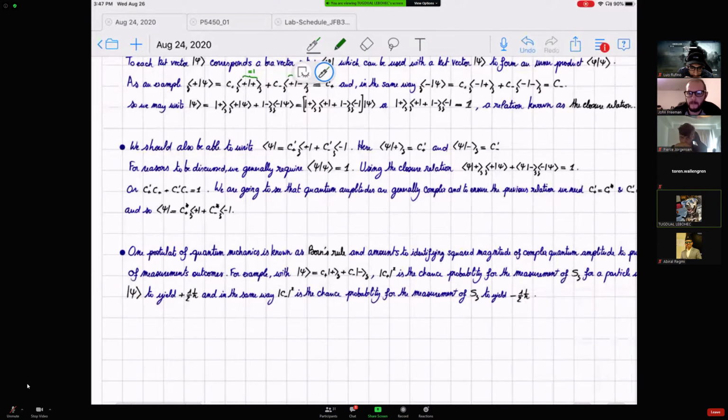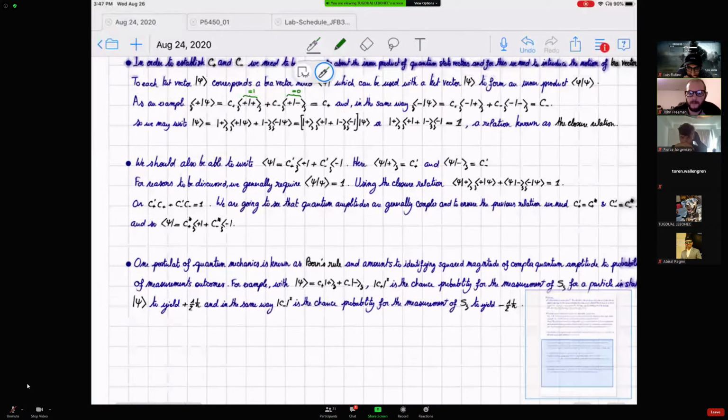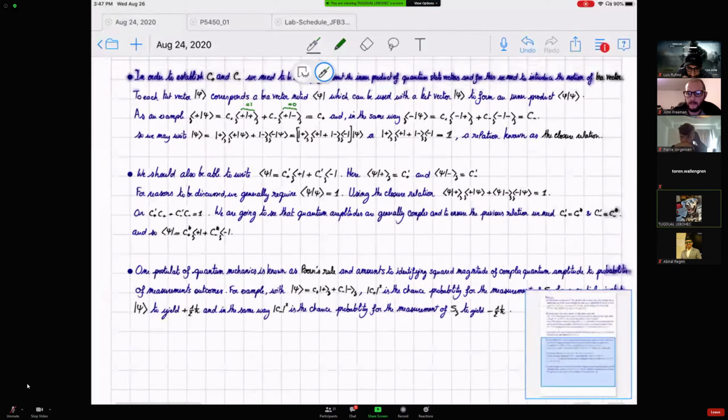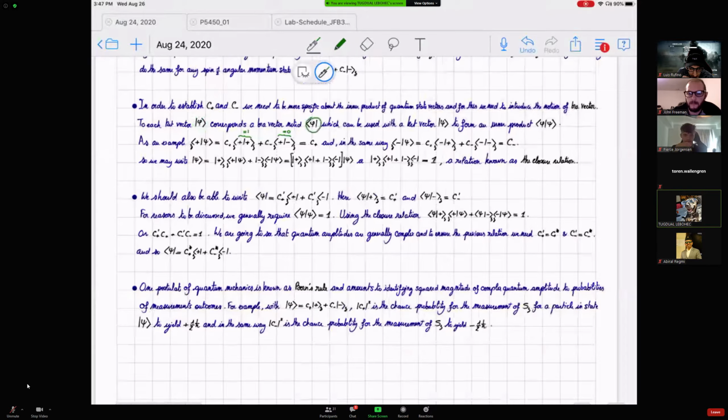Now at the same time, so far I have only talked about really the ket vector, but clearly this is a vector as well. It's slightly different because it's a vector that is modified so that it can be combined with the ket vector so as to form a product that gives us a scalar.